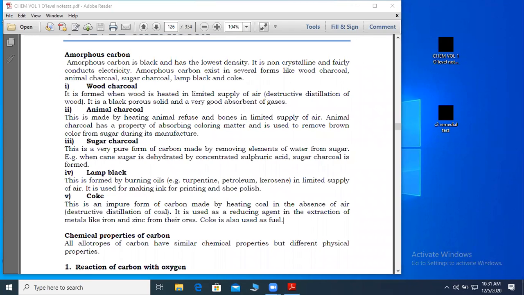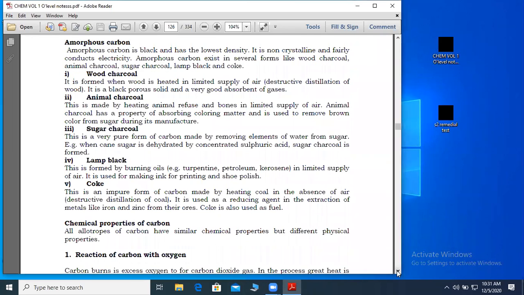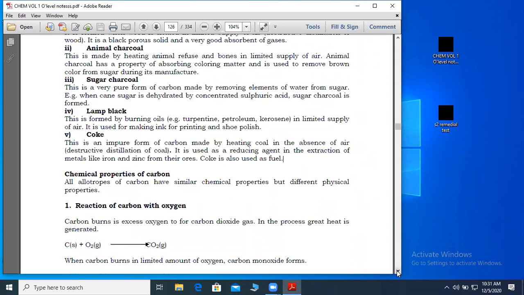Harry? When carbon burns in presence of limited oxygen, it forms carbon monoxide, but when in presence of excess supply of oxygen, it forms carbon dioxide. Very good. Do you know how to write equations, Duku? Yes. Wow. Okay, thanks a lot. What she has said is very correct.